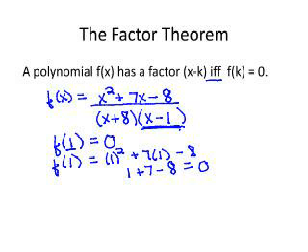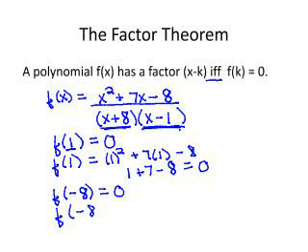Now, it's also going to work for the other factor. Okay? So it says the x plus 8 is a factor if and only if f of k, and in this case our k would be negative 8, is equal to 0. Okay, well, let's evaluate it. Let's see what f of negative 8 is equal to.